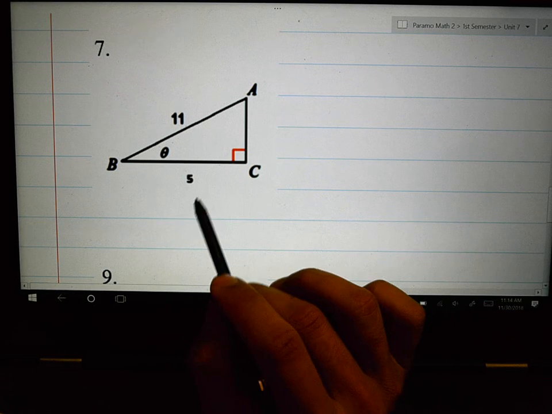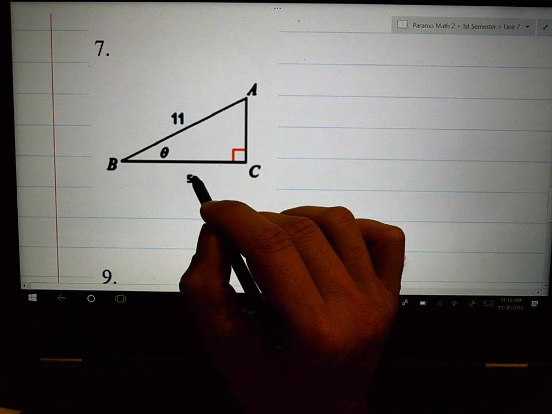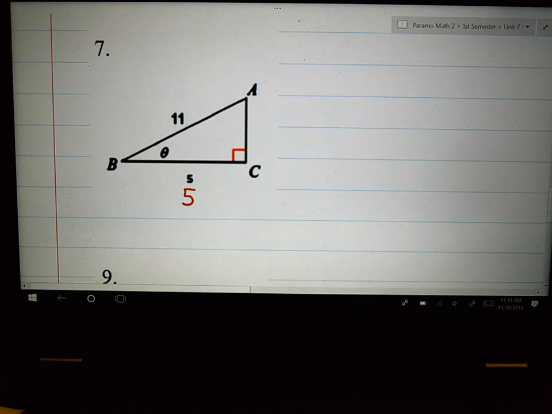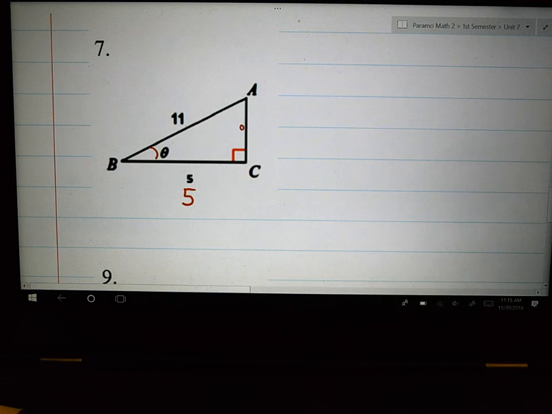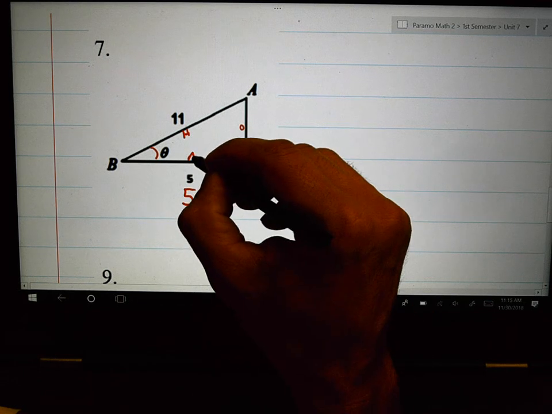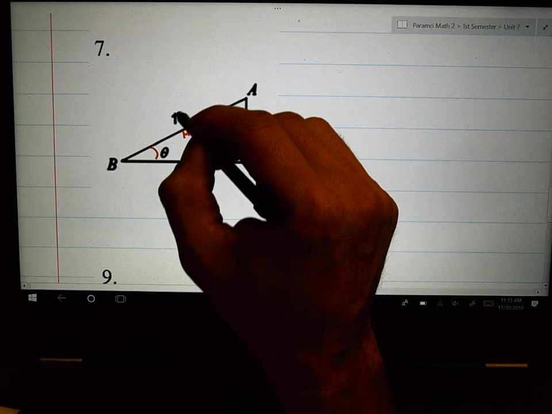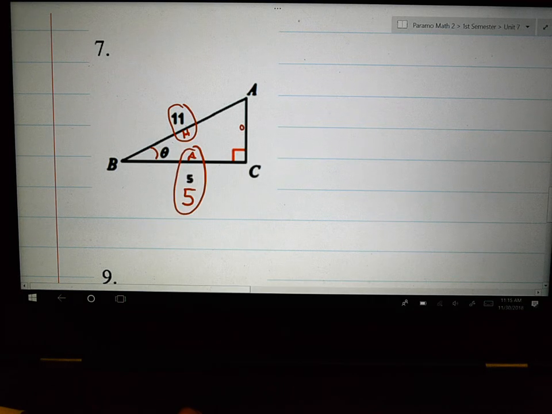Except number 7. For whatever reason, this 5 is a little tiny 5. It's a little tiny guy. I don't know why. But it's a 5. Here's my angle. O. I don't see anything opposite here. Probably not going to use it. H, right next to the 11. A, right next to the 5. Usually I will circle what I am using. I see an A and an H.